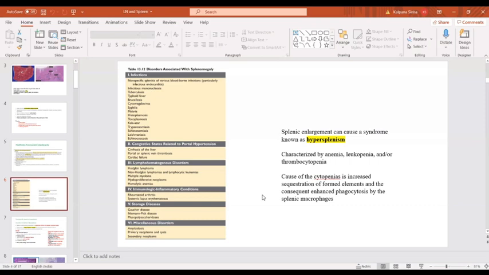So what are the causes? Environmental causes can be drugs, chemicals, and pollutants. Infectious, bacterial is the most important cause, and among viral it can be HIV and Epstein-Barr virus.